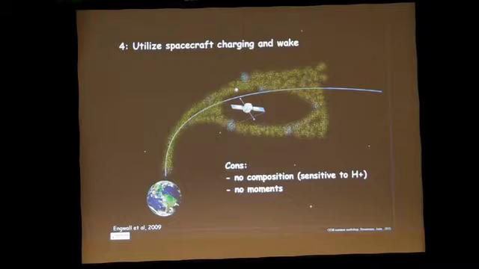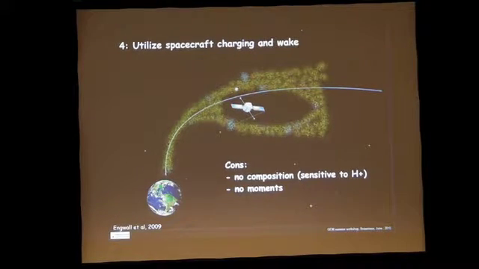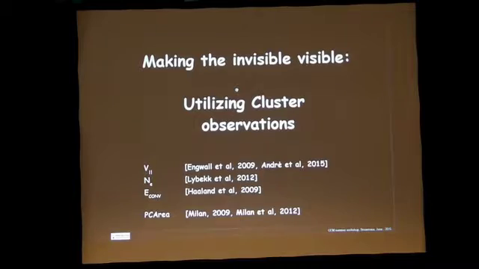There are a few drawbacks, actually perhaps serious drawbacks, if you are interested in the composition or in moments. This method cannot resolve composition. It's mainly sensitive to protons. And of course, we get no moments here. We can't derive temperatures, for which we would need the distribution functions. So, the second half of my talk will be focused around some recent Cluster observations. I'll show how they actually do cold ion outflow studies using Cluster.